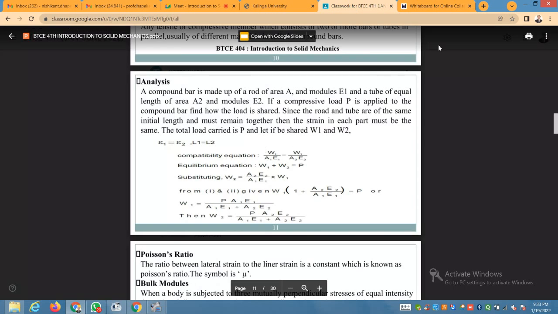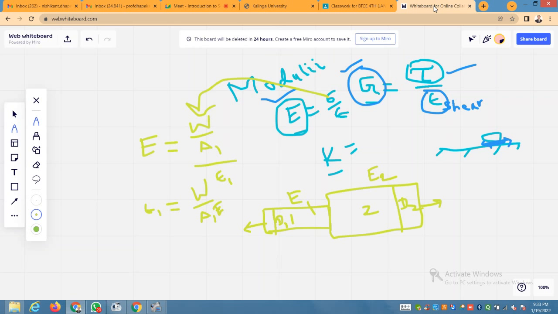By this way, in the compatibility equation, we can write that if the strain in this portion is, suppose this load acting here is W1, here the load acting is W2, and W1 upon A1 E1, even if they are made up of different materials, is the strain developed in this portion. So it is quite obvious that the strain developed in the second portion will also be equal to W2 upon A2 E2.